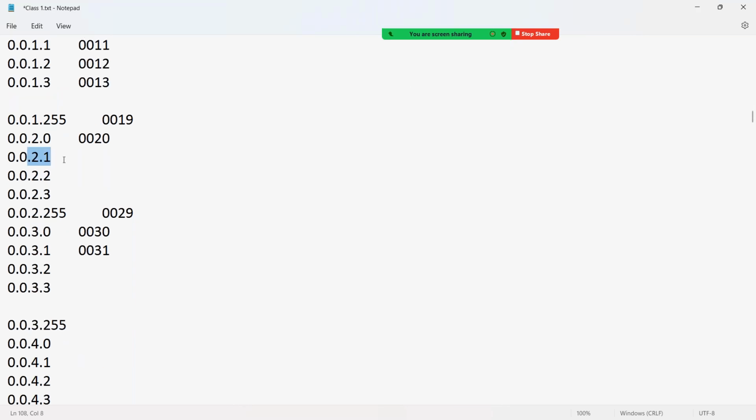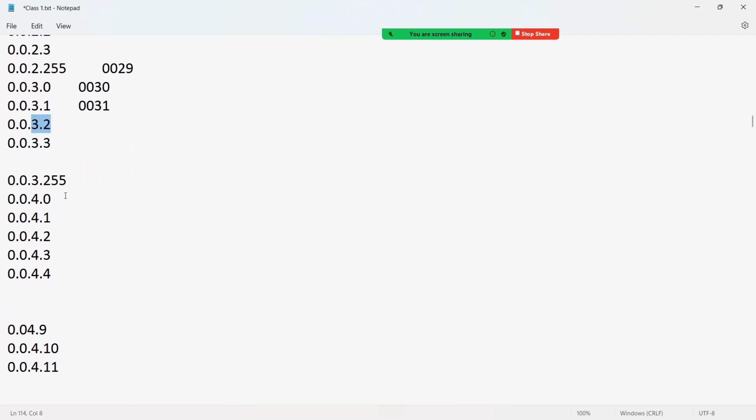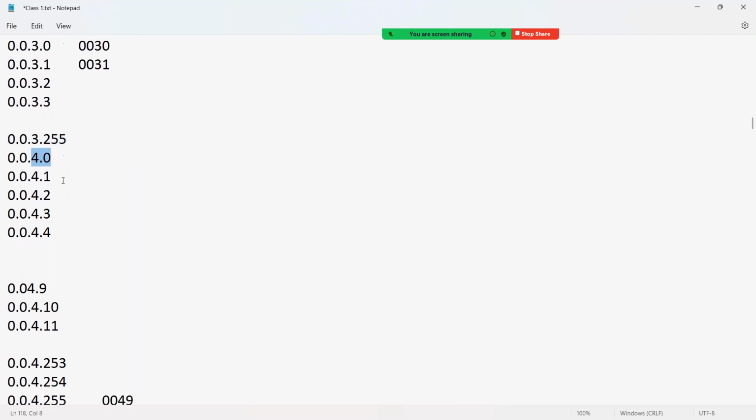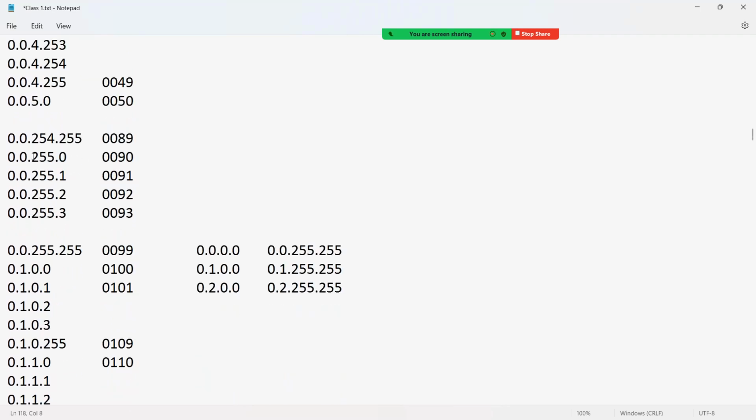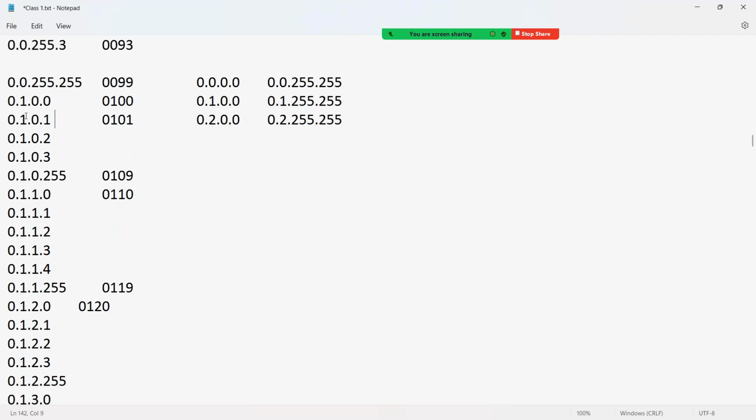So after that, 2.0, 2.1, 2.2, 2.3 goes up to 2.255. Then 3.0, 3.1, 3.2 up to 3.255. Then 4. Like that, the cycle repeats again and again. Somewhere you'll have 255.0, 255.1, 255.2, 255.3, up to 255.255. Now both these octets are filled. Once both are filled, this 0 now changes to 1, and all these 255s recycle back to 0. So you have again 1.0.0, 1.0.1, 1.0.2, 1.0.3 up to 1.0.255. Again, this 255 becomes 0 and this 0 changes to 1.